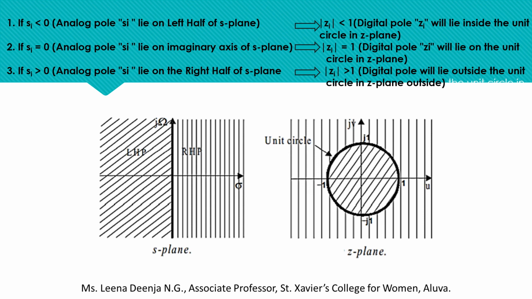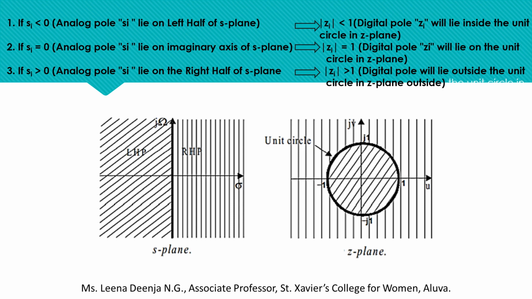Second case is if our sigma_i equal to 0. That means analog pole s_i lies on the imaginary axis in S plane. Then our modulus of z_i is equal to 1. That is, digital pole z_i will lie on the unit circle in Z plane. Third case, if sigma_i is greater than 0. That means analog pole s_i lies on the right half of the S plane. Then modulus of z_i will be greater than 1, or digital pole will lie outside the unit circle in Z plane.